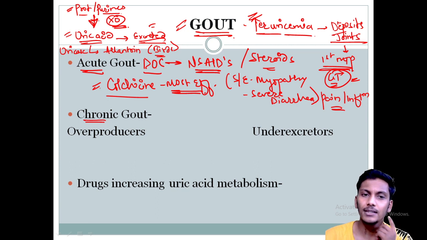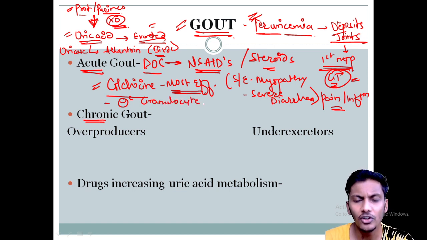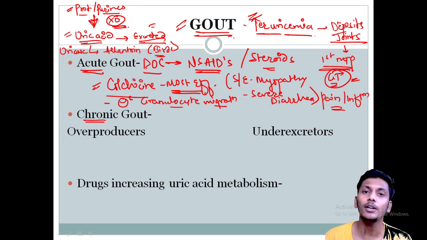So what is the mechanism of action of colchicine? How does colchicine act? It needs to inhibit inflammation somewhere, right? So it inhibits granulocyte migration, or neutrophil migration. If granulocytes or neutrophils are not migrated, there would be no inflammation. So this can abort the inflammation episode, right?